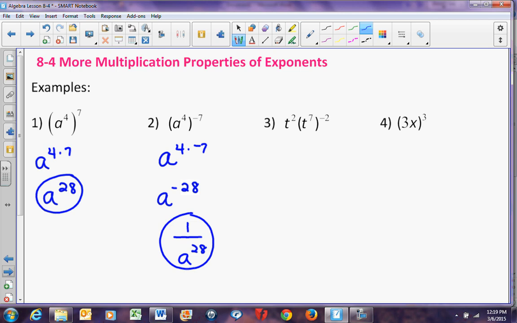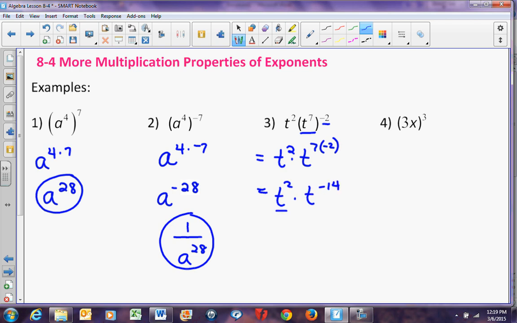Number 3, t to the 2nd times t to the 7th raised to the negative 2nd power. I'm going to leave t to the 2nd alone for a minute, because I'm going to take care of my power raised to a power first. So this becomes t to the 7 times negative 2. So we have t to the 2nd times t to the negative 14.